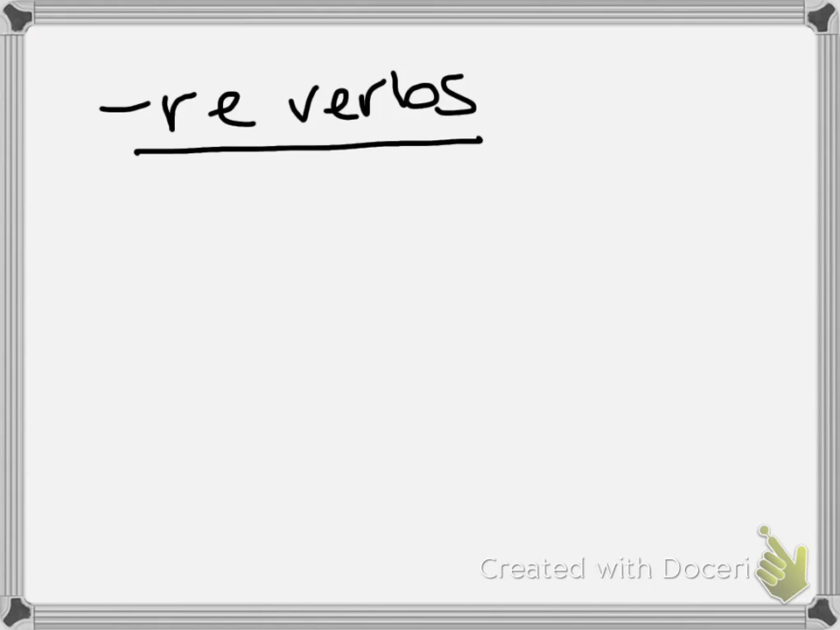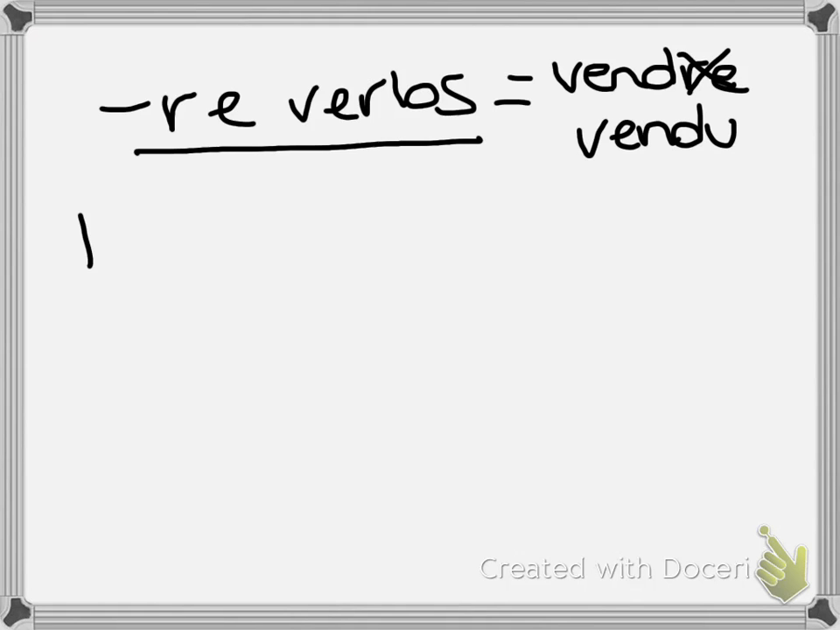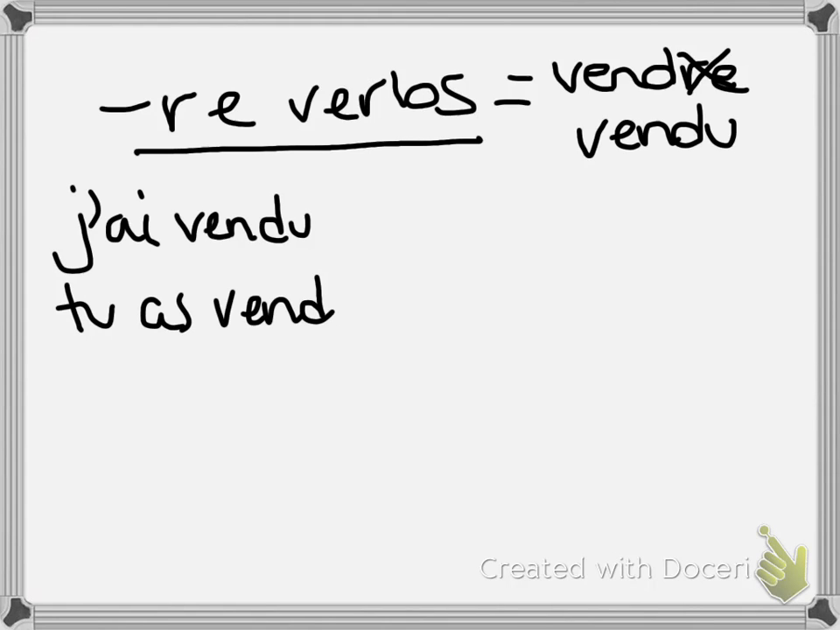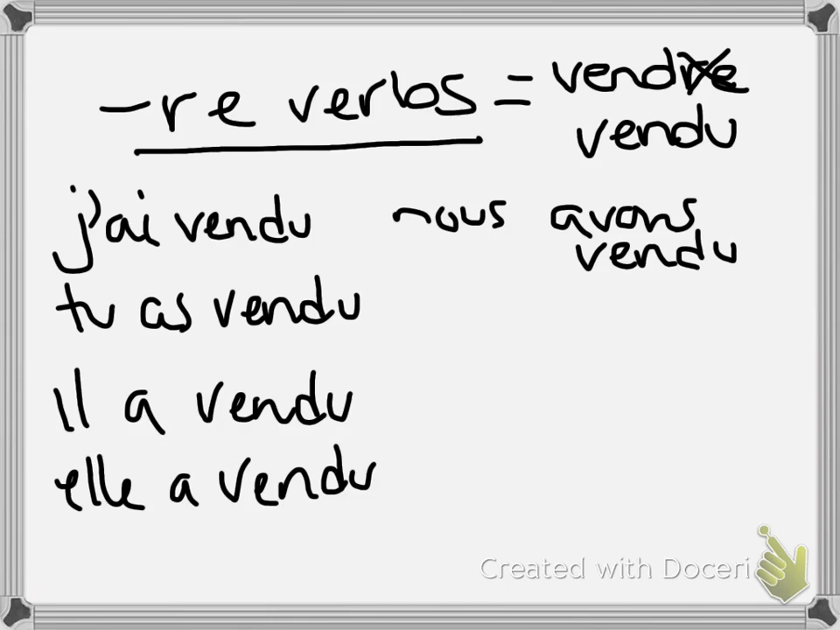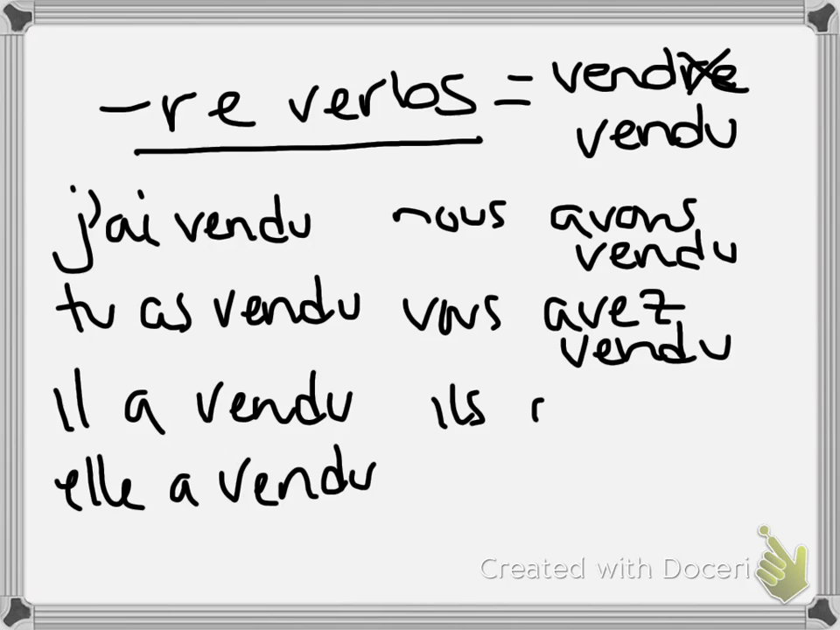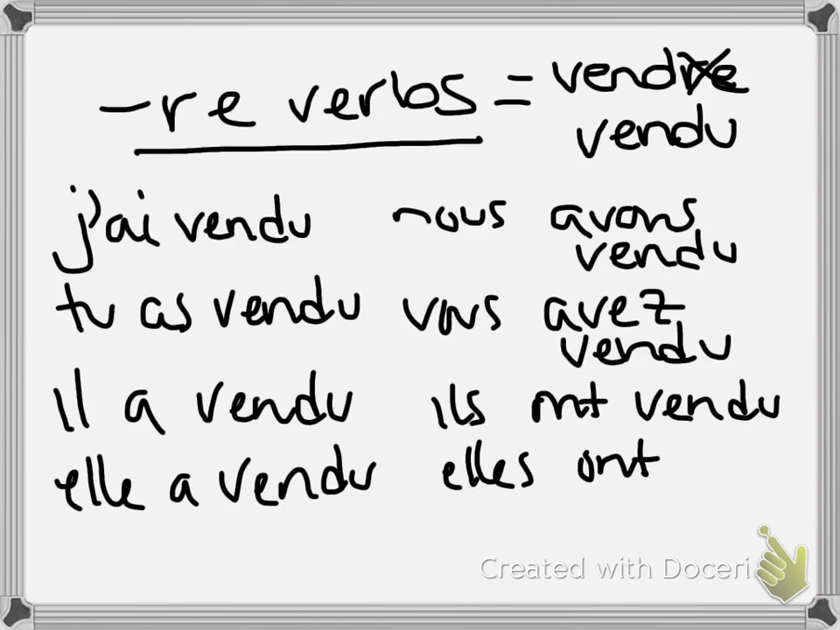For the RE verbs, which you haven't learned the present tense for, but the passé composé is very easy. A verb like vendre, to sell, you take off the RE and you add a U, vendu. So then we end up with j'ai vendu, tu as vendu, il a vendu, elle a vendu, nous avons vendu, vous avez vendu, ils ont vendu, elles ont vendu. So, I sold, you sold, he sold, we sold.